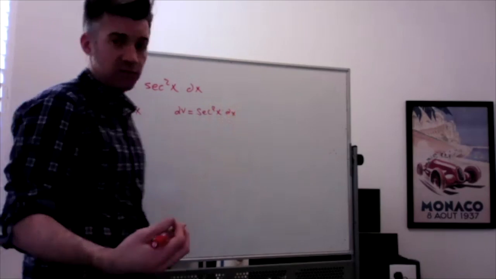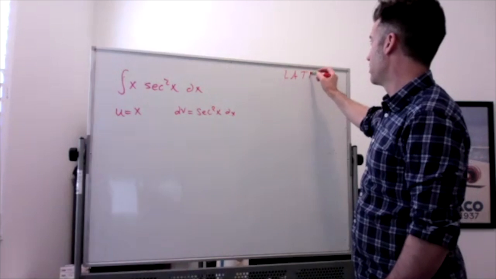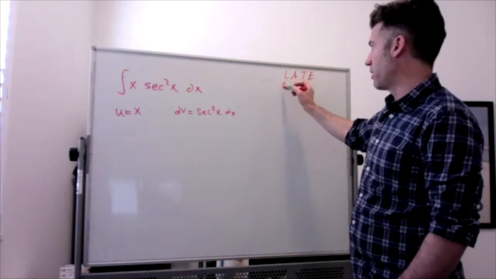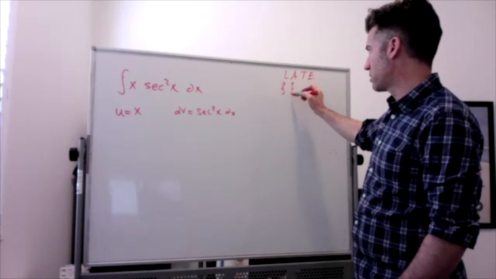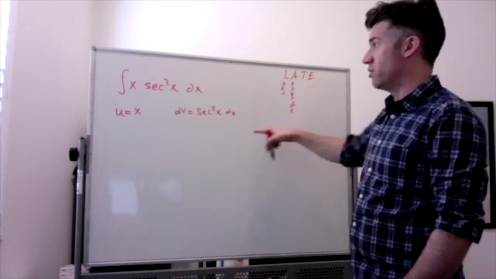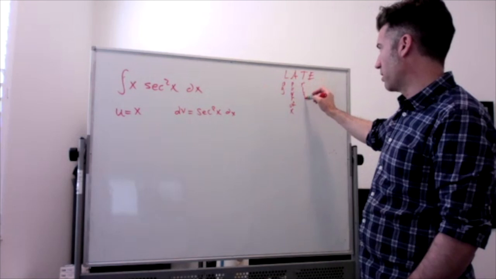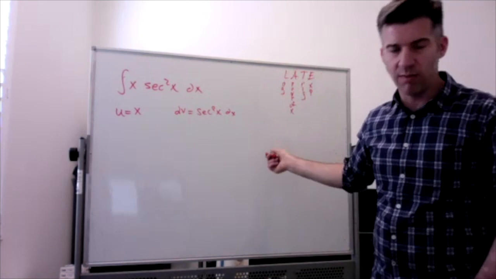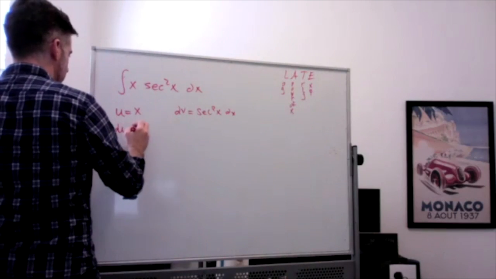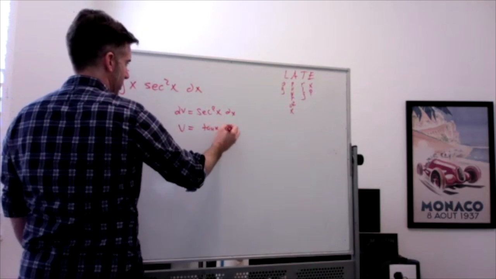Because again, we have this way of picking what we want for u, right? This acronym LATE, where you pick u to be a log thing if you have one. We don't. You pick u to be a power of x. We do have a power of x to the first. And if you didn't have that, you pick u to be the trig thing, and then the exponential. This is not always 100% guaranteed to work, but most of the time it works. So du is going to be dx. V is going to be the antiderivative of secant squared, which is tangent of x.